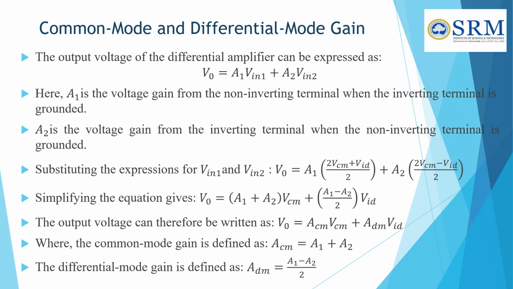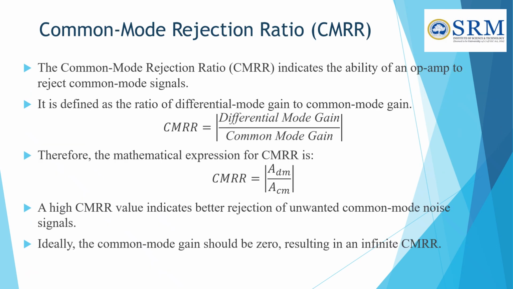The common mode gain is defined as ACM equal to A1 plus A2, and the differential mode gain is defined as ADM equal to (A1 minus A2) by 2. Next, we are going to see the common mode rejection ratio. The common mode rejection ratio is defined as the ratio of differential mode gain to common mode gain, that is CMRR equal to ADM by ACM. A higher CMRR value indicates better rejection capacity of the op-amp for unwanted common mode noise signals.